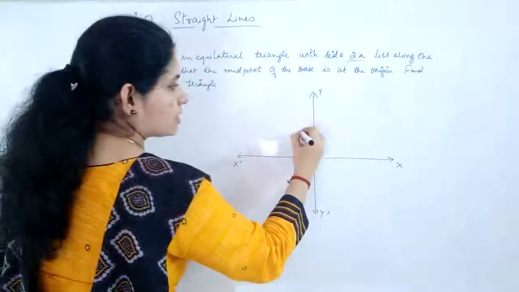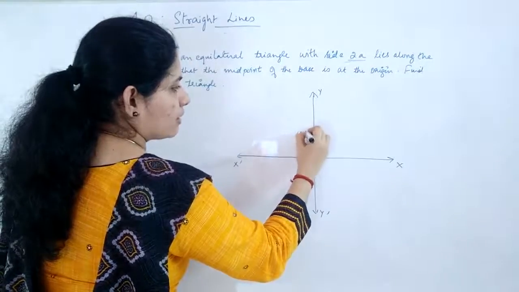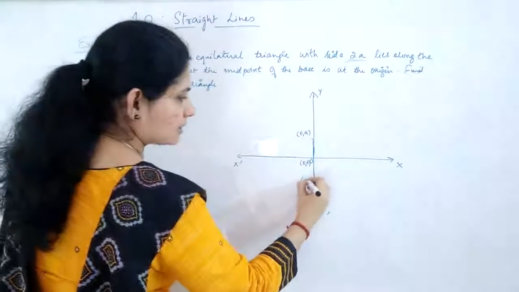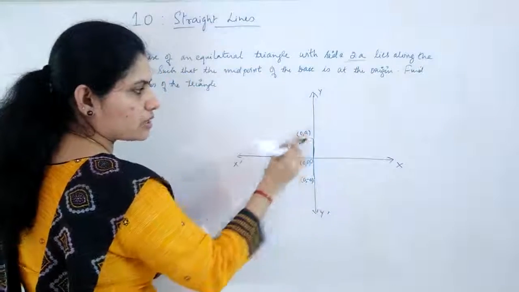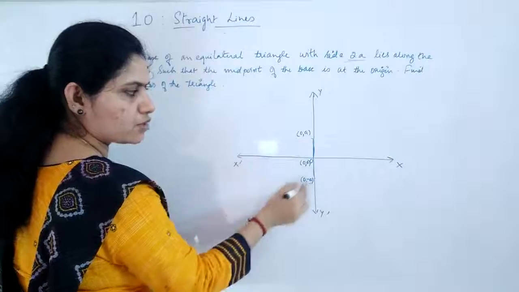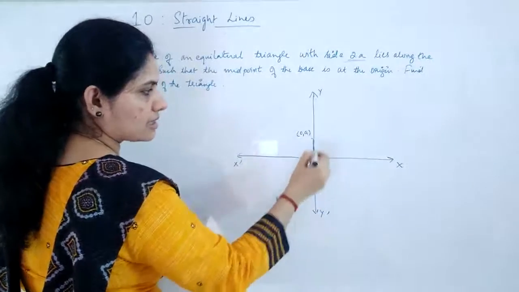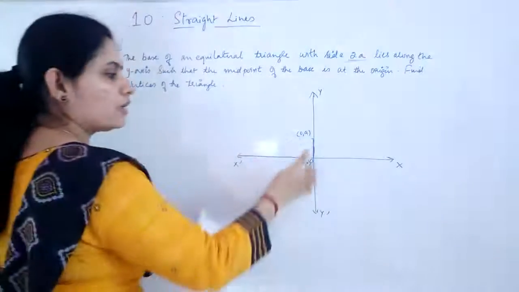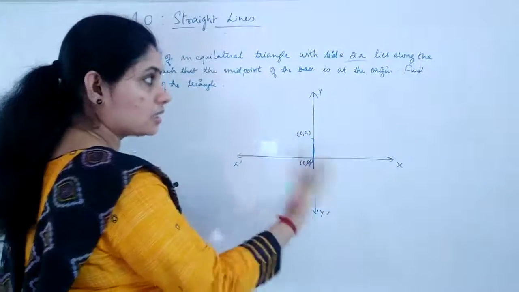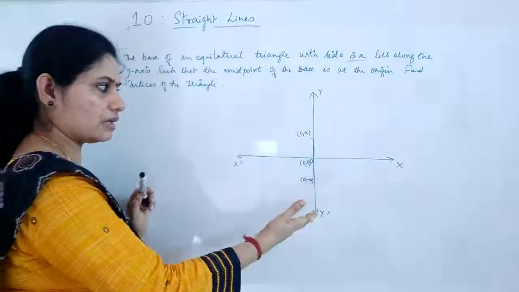So here you can say this point will be (0, a), and then this point will be (0, -a), because the total should give you 2a. So a minus of minus a will give you 2a. So this is the base, acting as the base. Now they are saying that you have to find the vertices. We already got these two vertices, so the third vertex is the main thing which we need to find out.